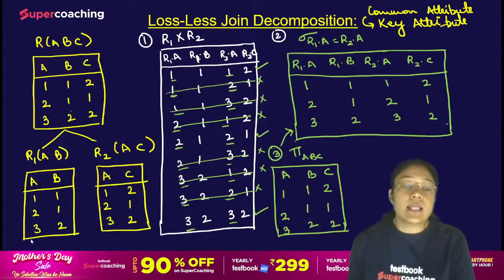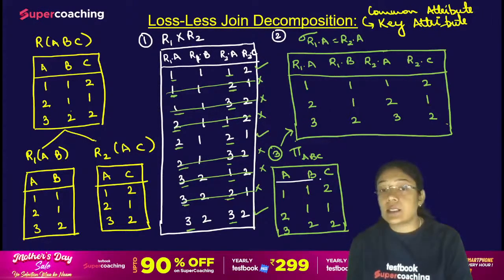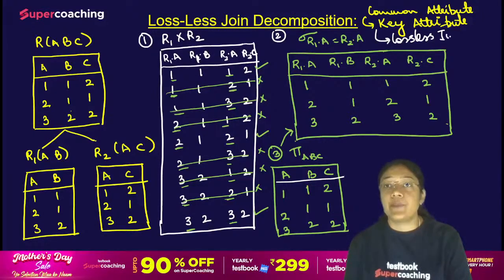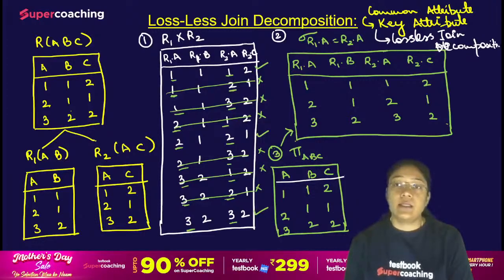So we can say that when the decomposition is done on the basis of the key attribute, then it is lossless. Lossless means there is no extra tuple produced. So it is going to return lossless join decomposition. Make sense?